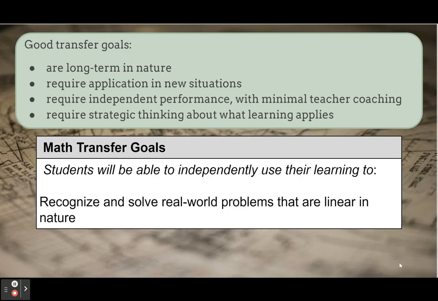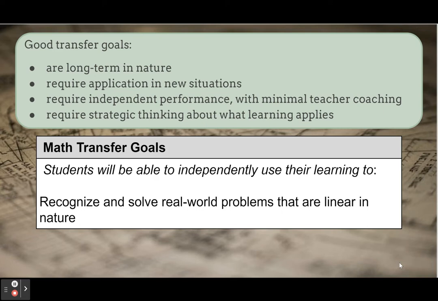Here's a math transfer goal. Students will be able to independently use their learning to recognize and solve real-world problems that are linear in nature. Linear functions are a big part of everyday life. And so being able to solve these real-world problems involves some long-term thinking for sure that will help beyond a math course.